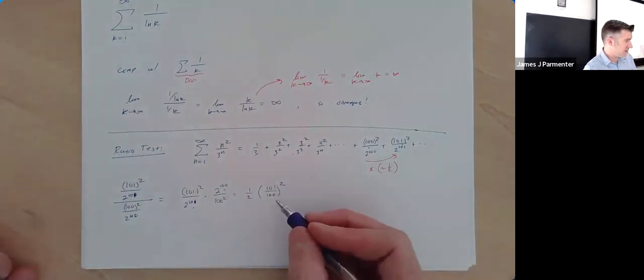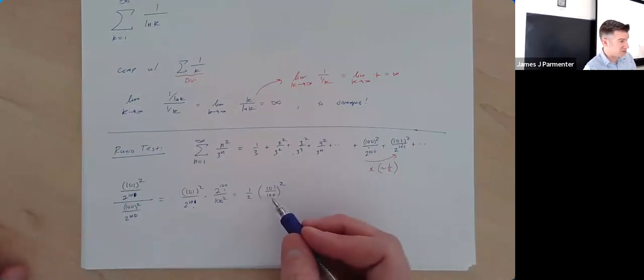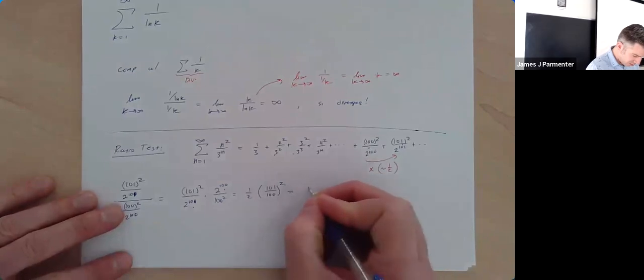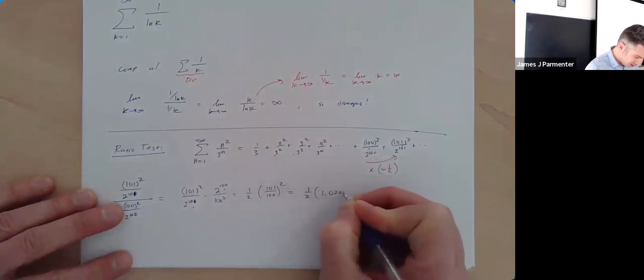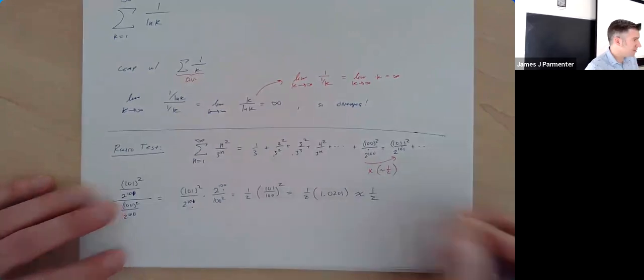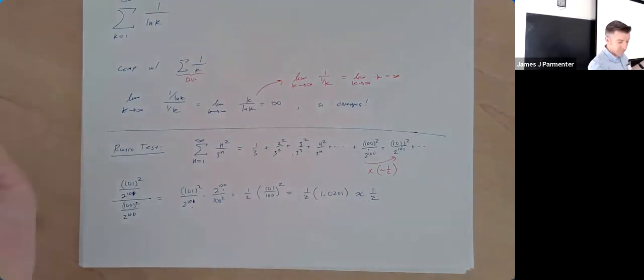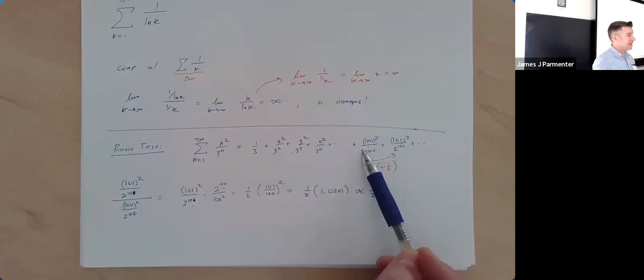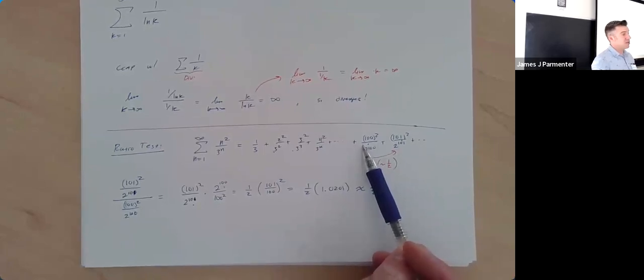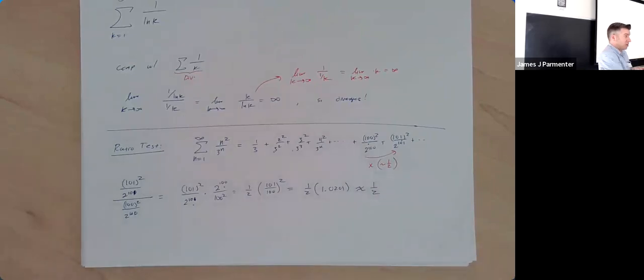And 101 over 100 is 1.01, and 1.01 squared is about 1.0201. So this is equal to 1/2 times 1.0201, which is pretty much 1/2. So the point is that as you move way, way out in this series, it doesn't have an end, the terms start to behave geometrically. And if you can see that the limit of the ratio of the next term over the previous term is like a geometric ratio, then you can say that the series converges if the ratio is less than 1 and diverges if the ratio is larger than 1.